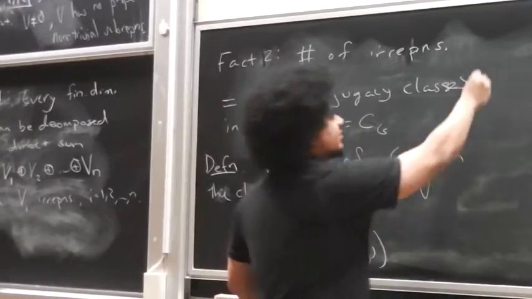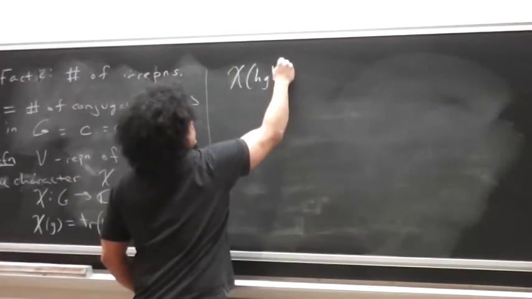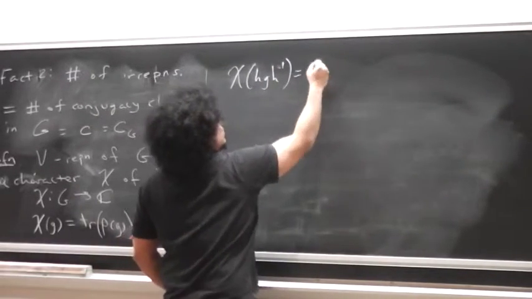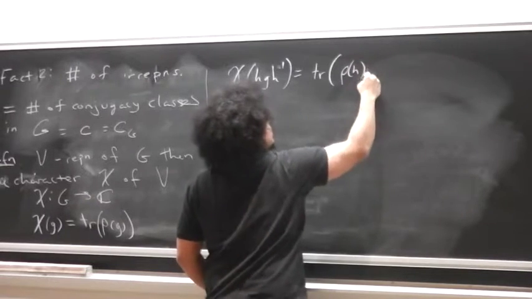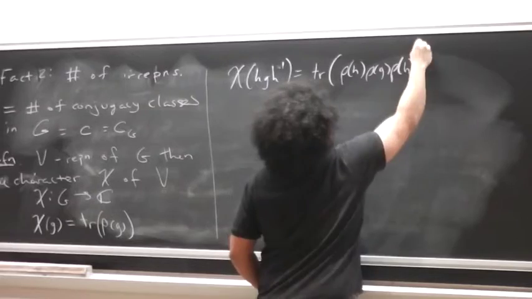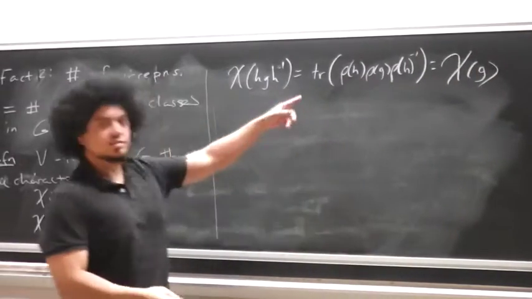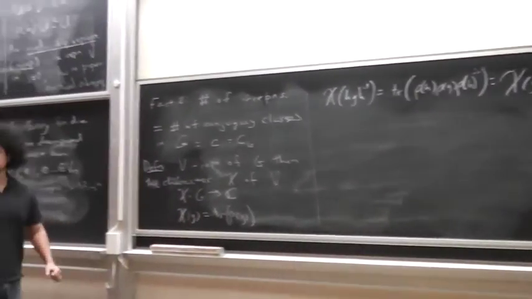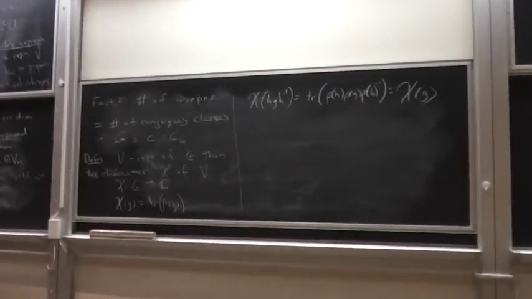So the proof is just one line. Chi of H G H inverse is equal to just the trace of rho of H, rho of G, rho of H inverse. And this is just chi of G, because traces are constant on conjugacy classes. Okay. So this is useful for what we're going to be discussing.